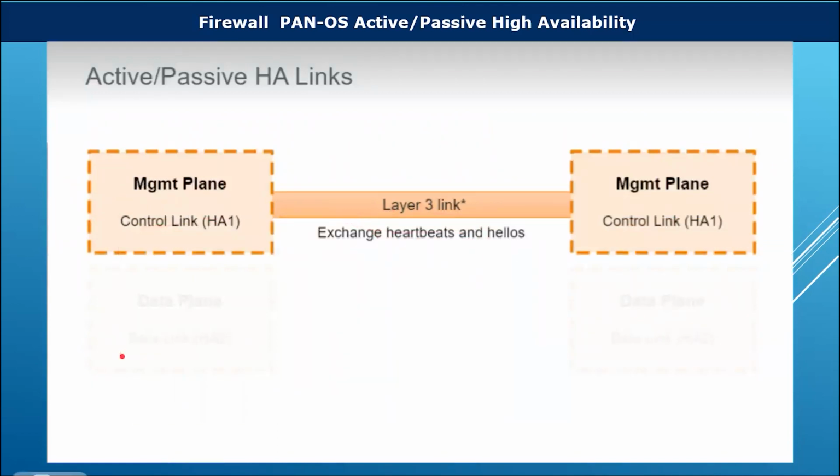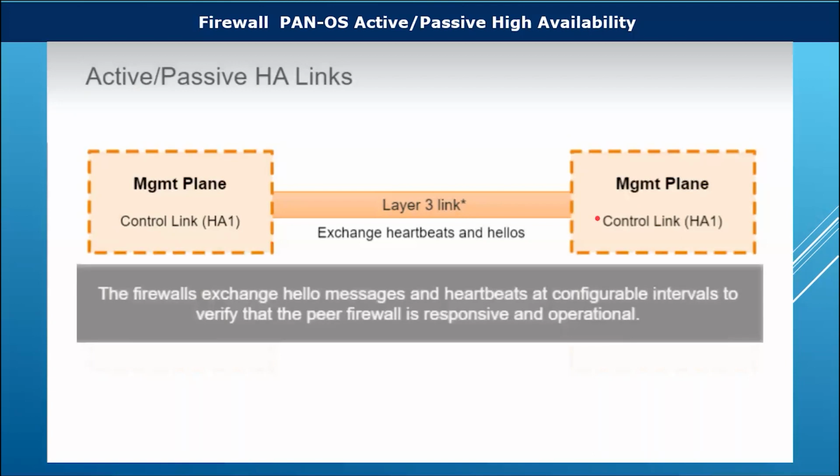So guys, if you remember, in Palo Alto we have two planes. One is the management plane, and the other is the control plane, right? In the management plane, we use one link to communicate between both firewalls, management plane to management plane, firewall 1 to firewall 2. This one is used to exchange heartbeat and hello messages. Guys, this link should be a layer 3 link.